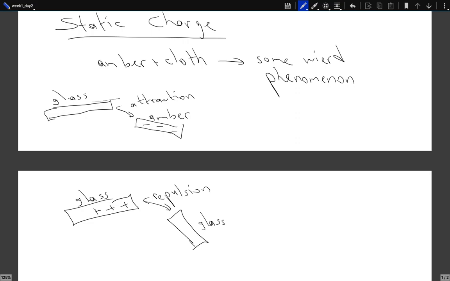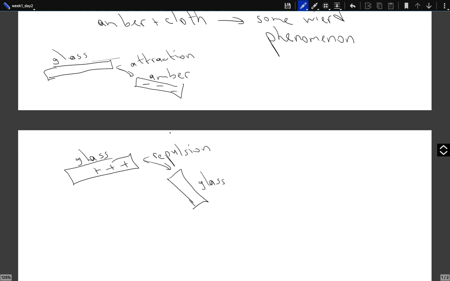So why is it positive? Why is it negative? I think it's probably Benjamin Franklin who liked the glass more, so he wanted to call it positive. So it doesn't really make any difference. Somebody else could have called the charge on glass to be negative. So this is kind of the origin.